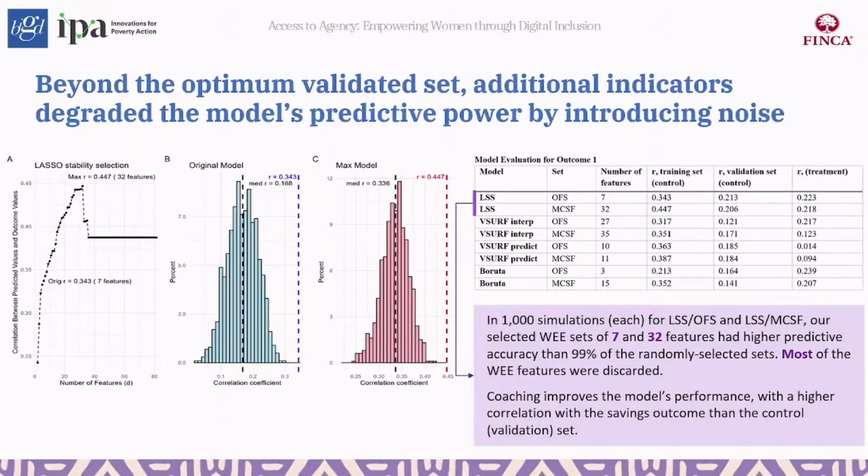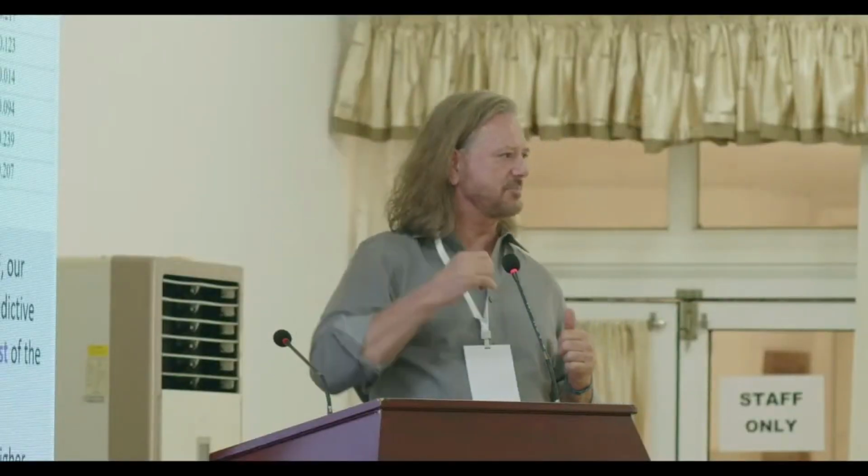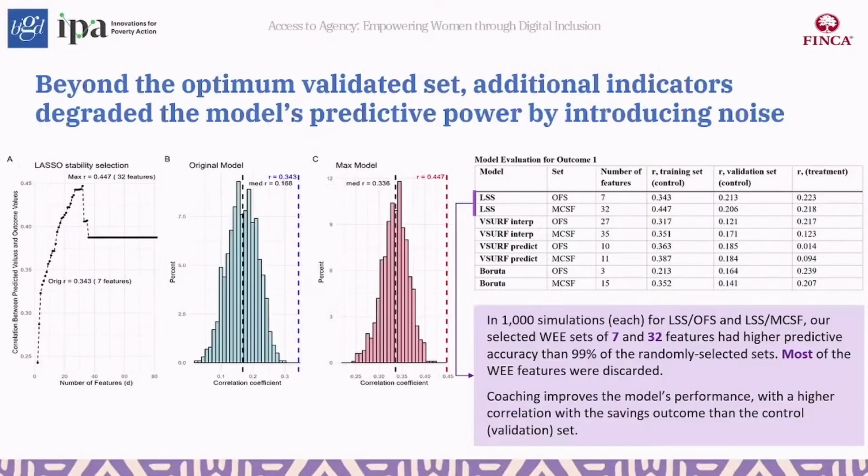So this is the output from one of the models that performed best for our first outcome, which was the ability to set a meaningful savings goal. And it happens that Lasso was the best performing model for this particular outcome. Okay, so on the far left, all we're graphing here is the correlation values for each of the feature sets. Does everybody know what I mean when I talk about a feature set? It just means which specific variables from our WE data actually predict savings outcomes. Okay, so that's the feature set.